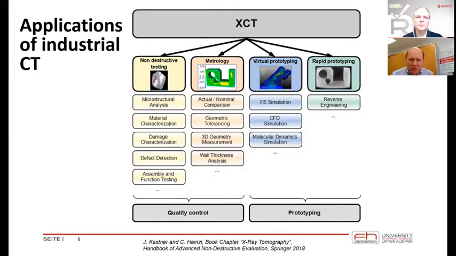There are different applications of industrial CT systems. The main applications are non-destructive testing and metrology. These are the two most important applications. Virtual prototyping, when you want a virtual model of a certain part, can be done with CT. And rapid prototyping and reverse engineering are also important applications of CT. But the most important two are non-destructive testing and metrology, geometrical measurements in 3D.